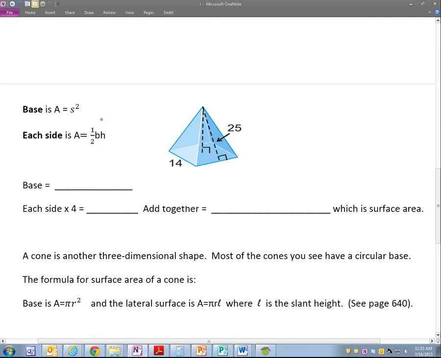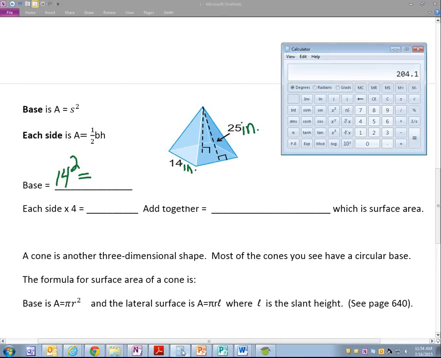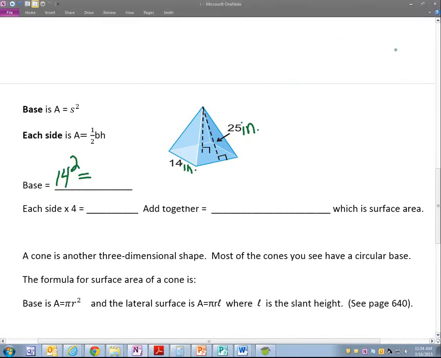So the base of this is just the side squared because it is a square, and they gave us only one measurement, which is 14 inches. So it's 14 times 14, or 14 squared. Since we can use our calculators, what is that? 195? Close. It's 196 inches squared, because we are in 2 dimensions.